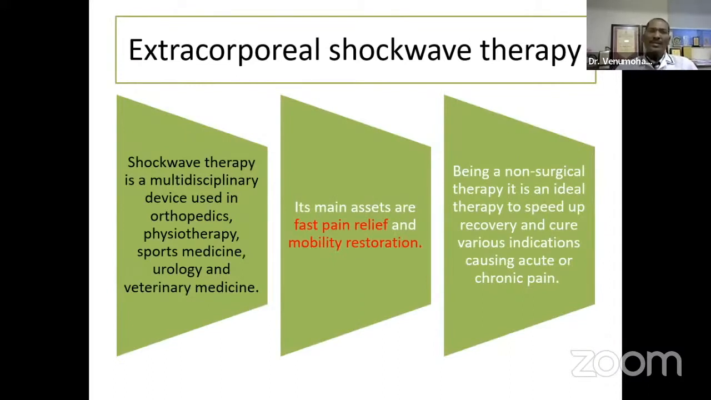So shockwave therapy is a multidisciplinary device. Everybody knows it recently, but it was used previously by many orthopedicians, and now it has come into physiotherapy, and it's widely used in sports medicine, urology, and veterinary medicine. So its main assets are fast pain relief and mobility restoration. And we all know that it's a non-surgical therapy, and it is ideal to speed up the recovery and cure variations and indications causing chronic pain. So basically, it is targeting chronic pain.